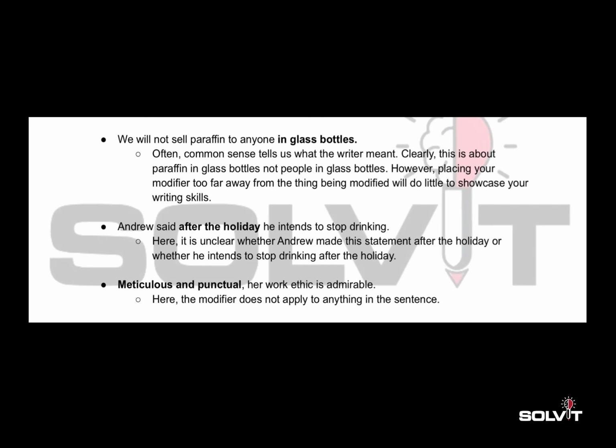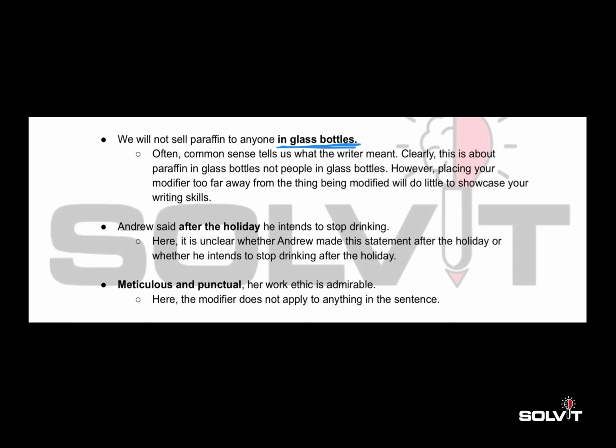So I have a few more examples of misplaced modifiers over here. The first one is, we will not sell paraffin to anyone in glass bottles. Now in this sentence, in glass bottles is our modifier, because it's changing the meaning of the sentence. Right now, as the modifier is placed, this sentence means that we're talking about people in glass bottles, but can people be in glass bottles? They can't, right? So clearly, the sentence wants to say that we won't sell paraffin in glass bottles to anyone, right? It's talking about the paraffin, not people in glass bottles. It's talking about paraffin in glass bottles.